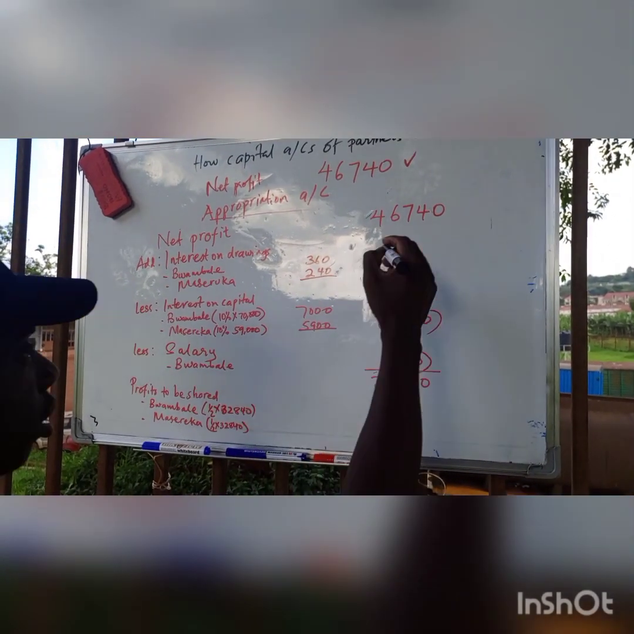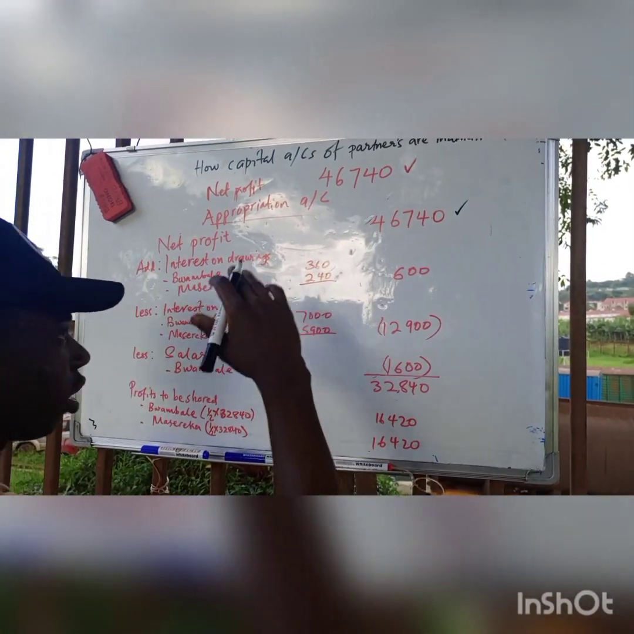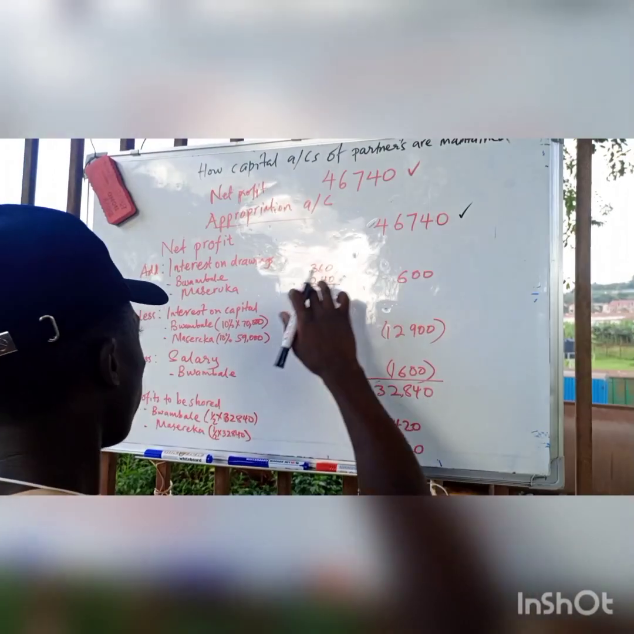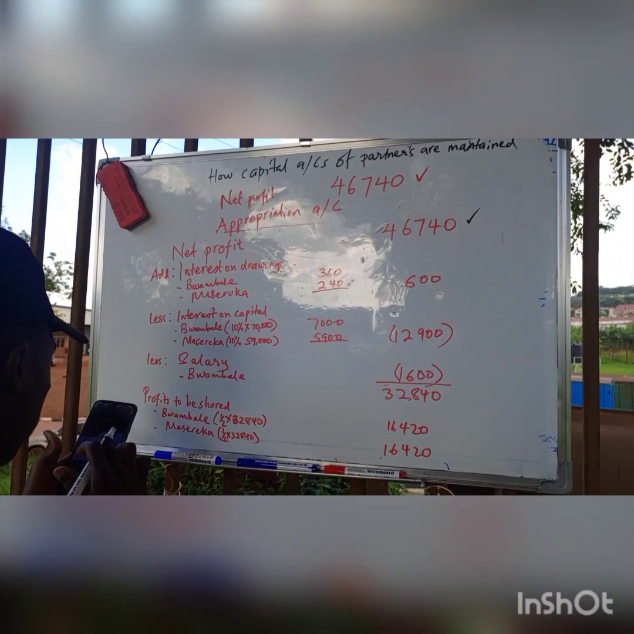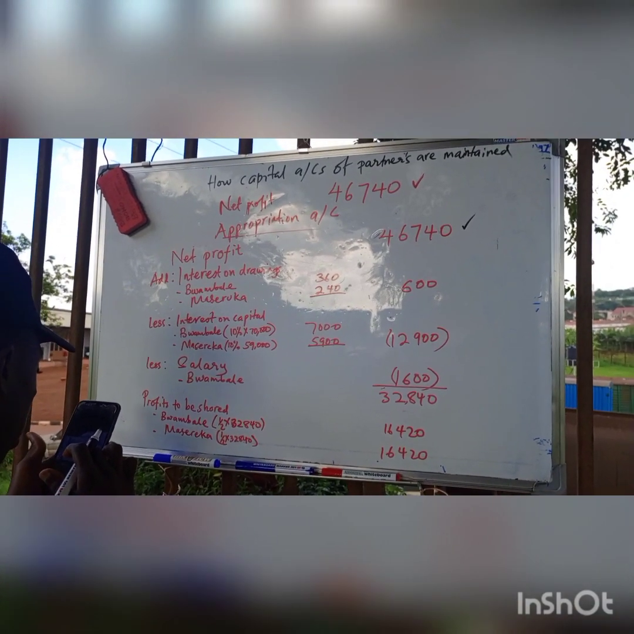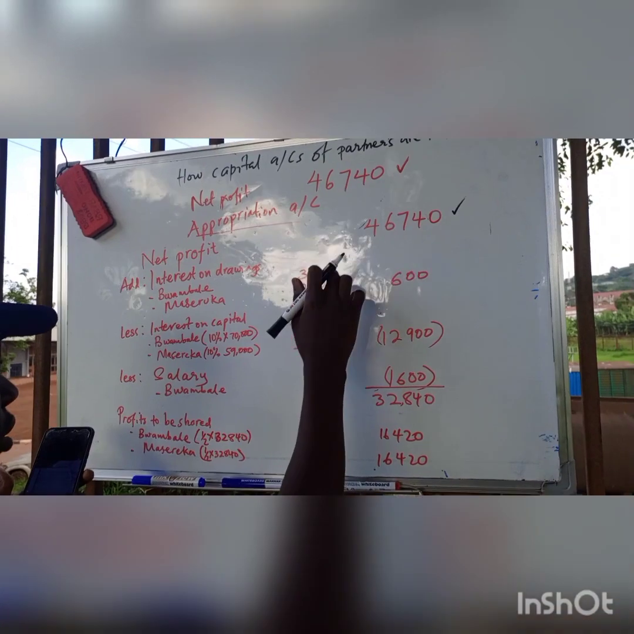So we start from the net profit figure, which when you calculate the income statement, you'll be coming up with this figure. Then interest on drawings was specified in the question if you check the additional information. They gave interest on drawings for both partners as being 360 and 240 respectively.